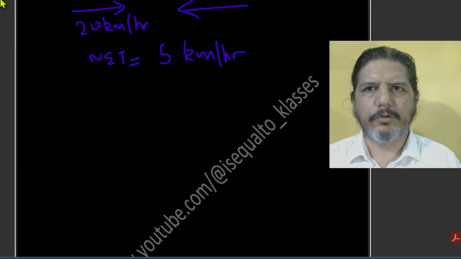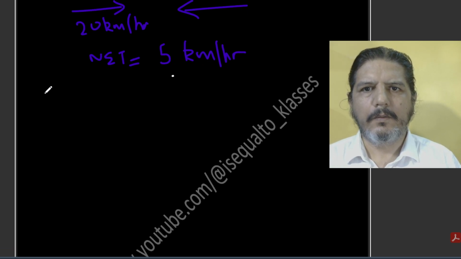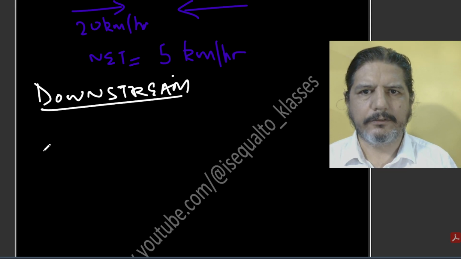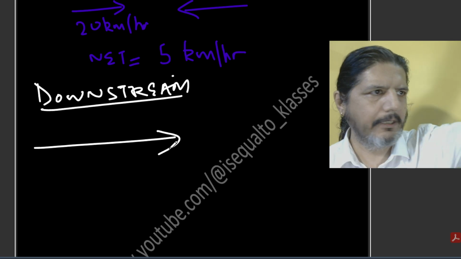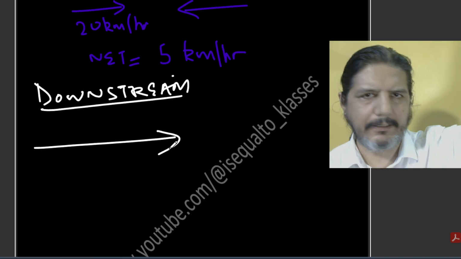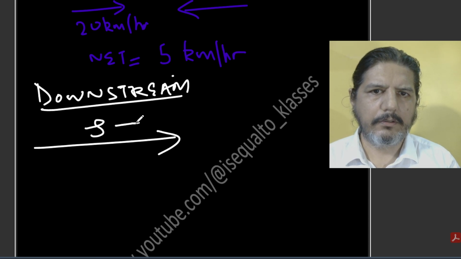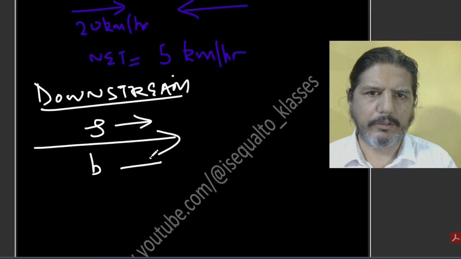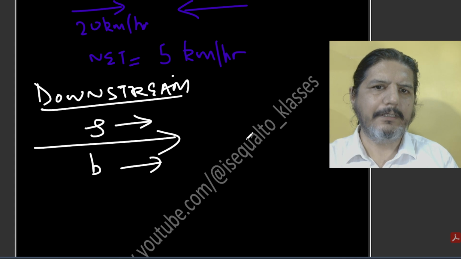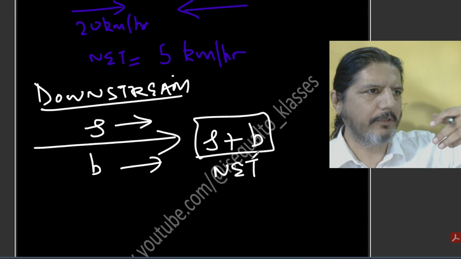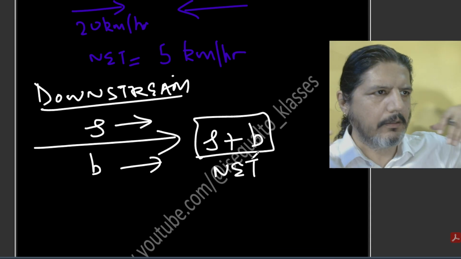Then there is something which is called downstream. Downstream implies that the river is flowing in this direction and you are also boating in this direction. So the river or the stream is in this direction and you are also boating in this direction. So in this case, your net speed will increase. You will go at a speed of s plus b because the river, or the stream, will add to your speed.